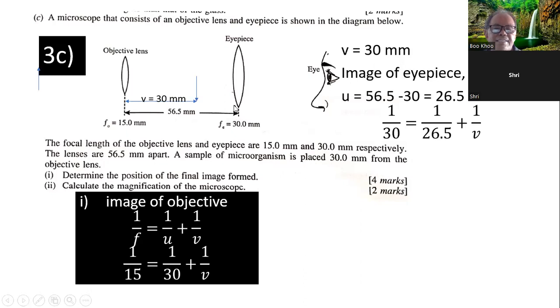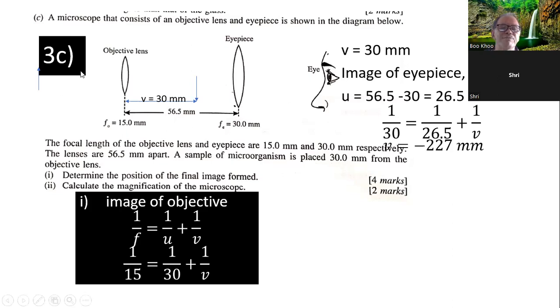Focal length is 30. They can work with the same unit, all in millimeter, it doesn't matter, or can work in cm, whichever you prefer. Then calculate out your V minus. It should be minus. So it means that the image is here. Then calculate your magnification.